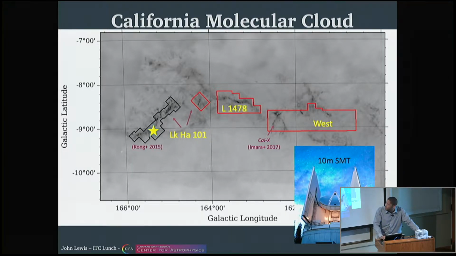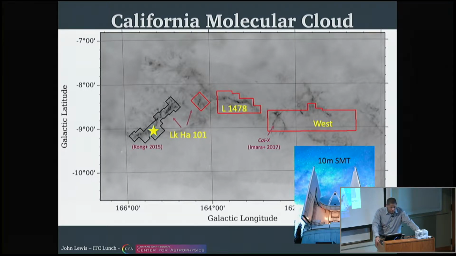LkHα was discussed in Kong 2015 using the 2MASS maps and our CO data, and so we improve on this by being able to go an order of magnitude deeper into the cloud, and also looking at nearly 3 times as much area as them. This one little region, Cal X, was written up in a paper by Nia Amara, where she looked at the cores and star formation in this cloud.